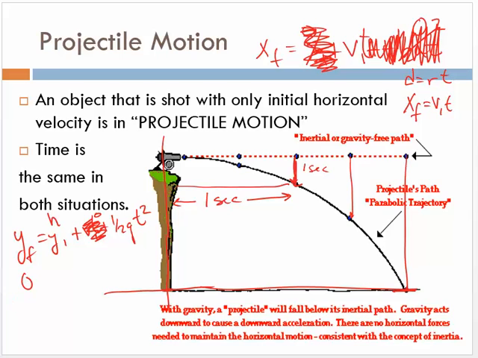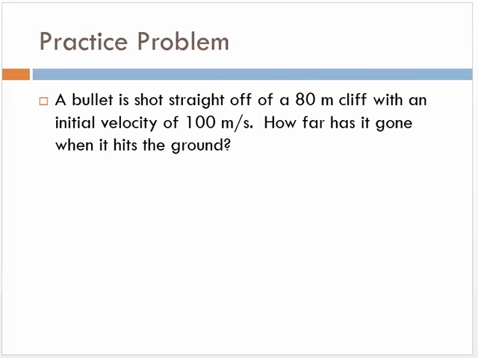So let's take a look at some problems here. I'm going to start by making a little list of what they give me. Bullet shot straight off of an 80-meter cliff. So I know that yi is 80 meters. I know that yf is going to be 0, with an initial velocity of 100 meters per second. Well, I know that my initial velocity, I'm going to put a little subscript x there because that's going to go in my x equation.